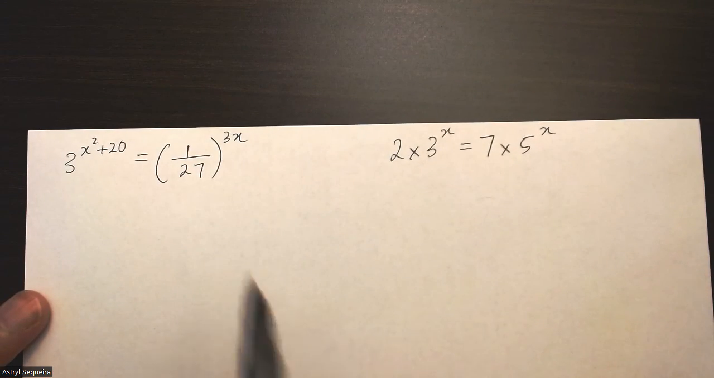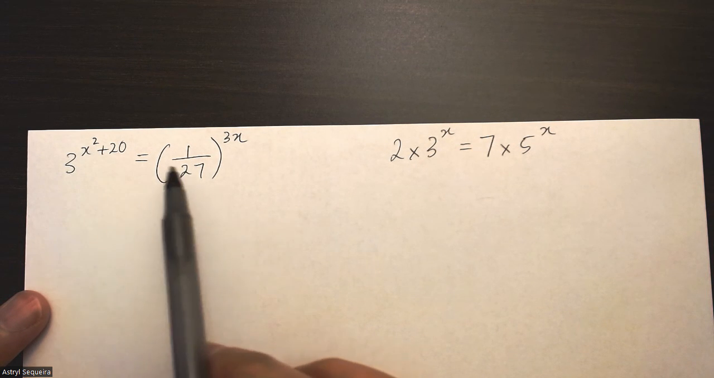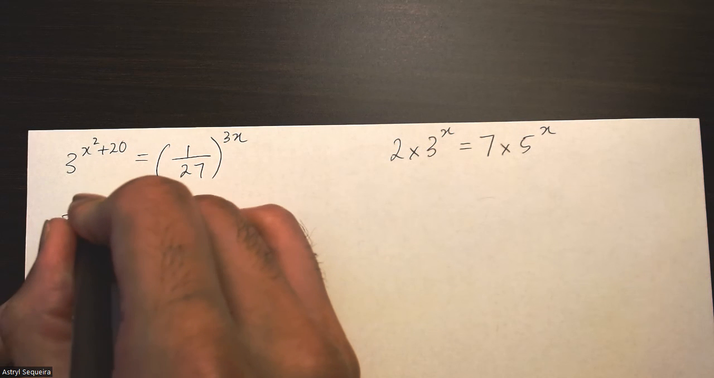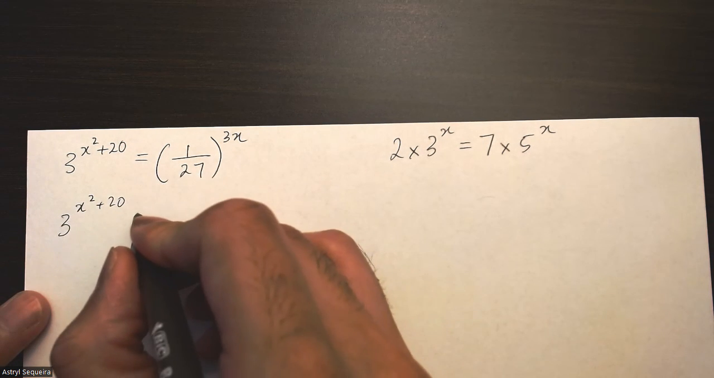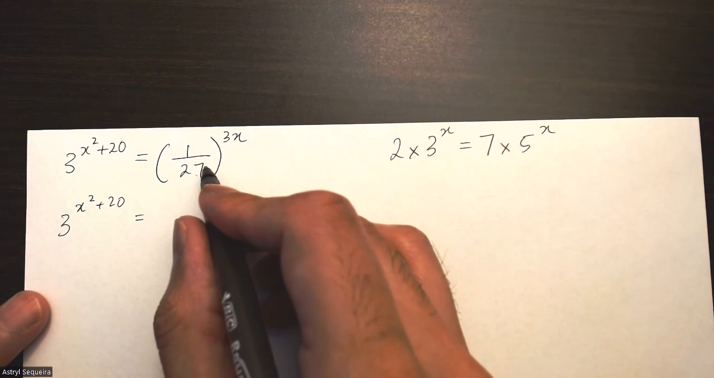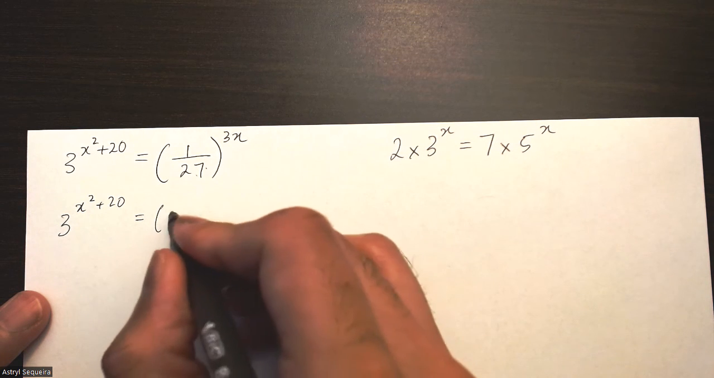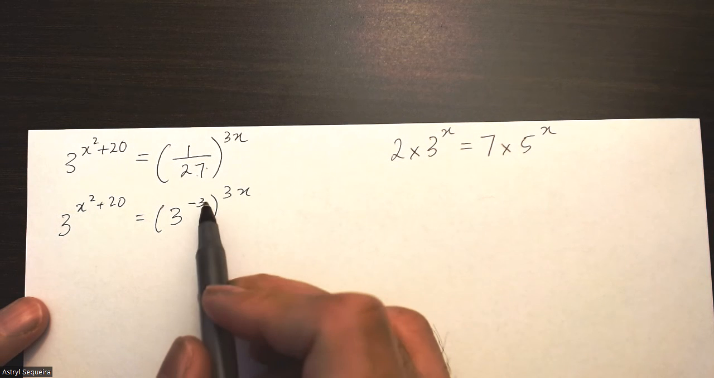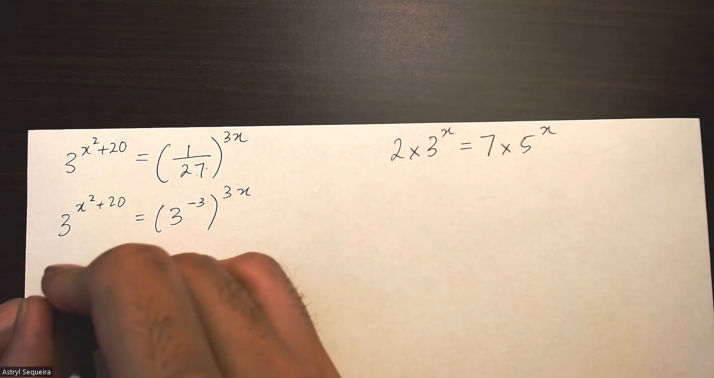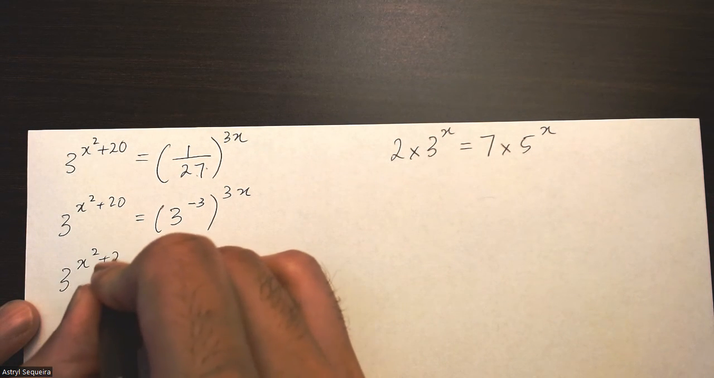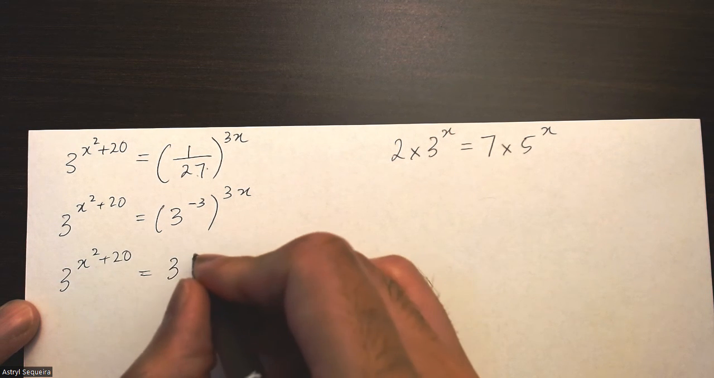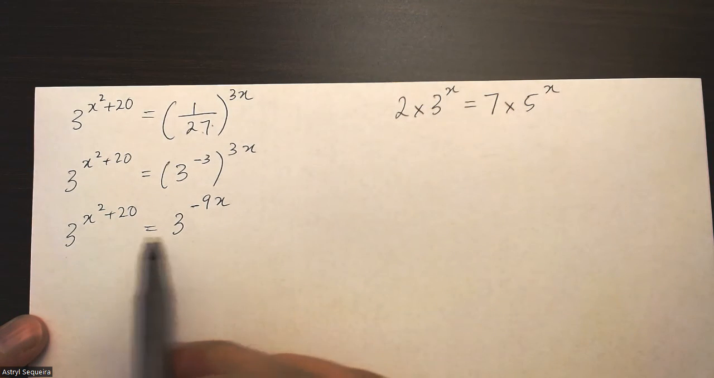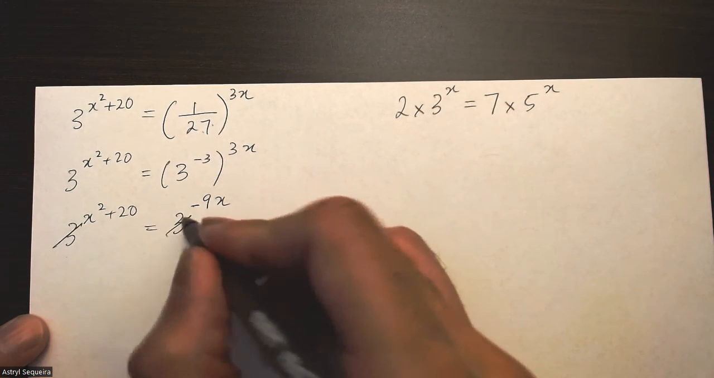Let's go to the third and fourth question here. Third question here, again, I can make these two bases the same. So that's the first thing I'm going to do. I know that 3 to the power of 3 is 9. And if I bring that to the top, it becomes negative 3. Then I can multiply these two exponents here. And now the bases are the same, so I can just cancel them off.